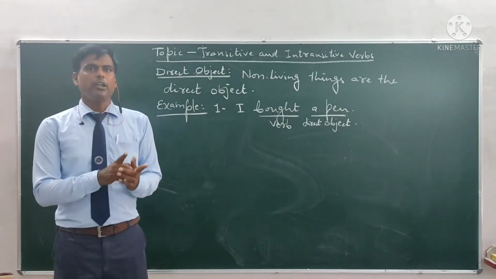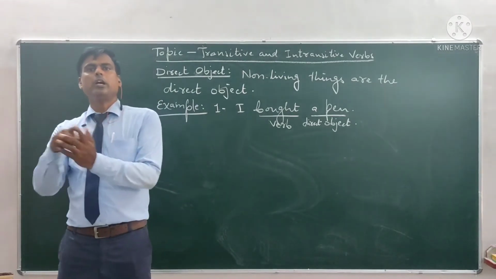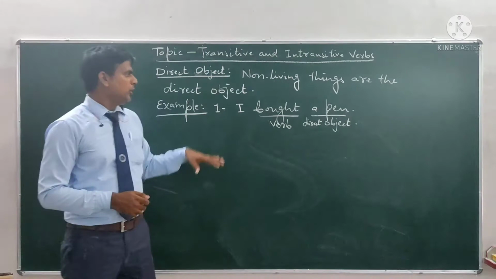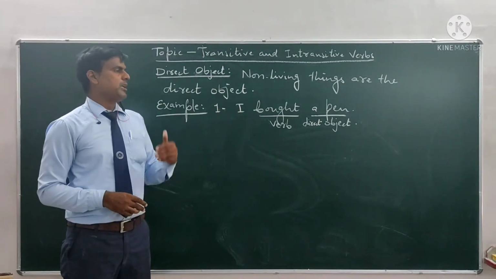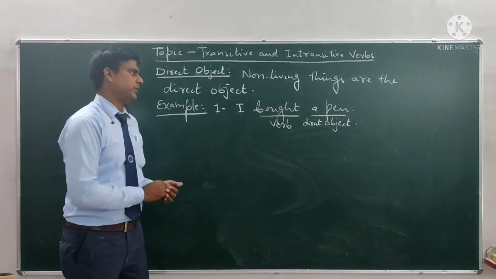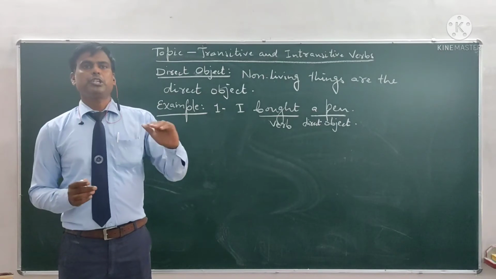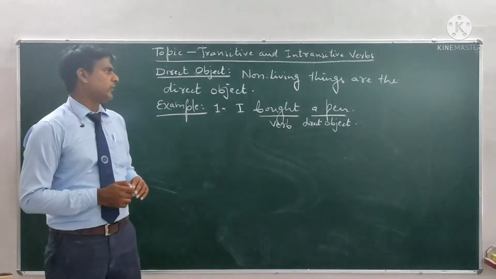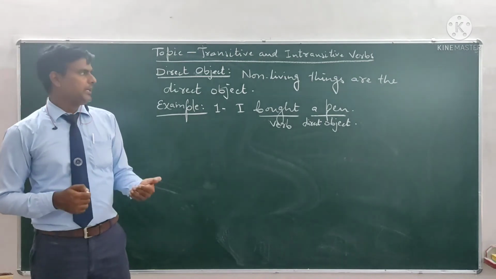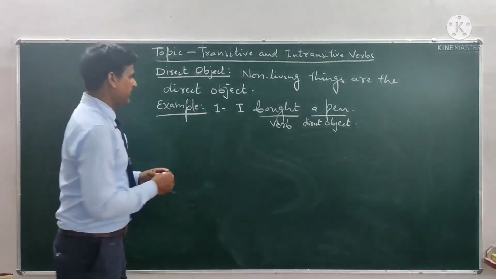With the help of what we can find out the direct object, and with the help of who or whom we can find out the indirect object. So I bought a pen. In this example, a pen is a direct object. It is directly affected by the verb. And we can also find the answer by asking the question with the help of what. What did I buy? I bought a pen. The answer is a pen. See one more example.